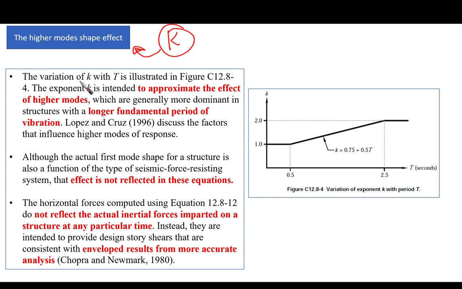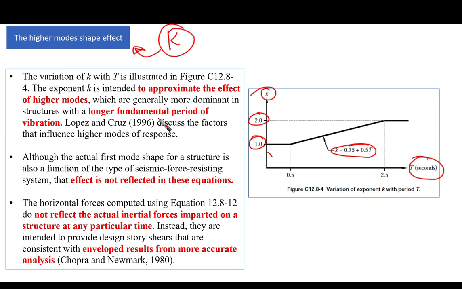So the variation of k with T is illustrated here. This is k, and this is T in seconds. If it's less than 0.5, k will be 1. If it's larger than 2.5, it is going to be 2. In between, there is interpolation with this equation. The exponent k is intended to approximate the effect of higher modes, which are generally more dominant in structures with a longer fundamental period of vibration.